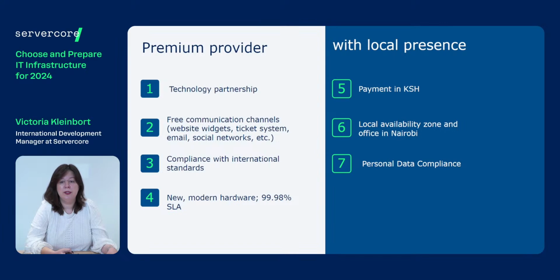We have organized payment in Kenyan shillings, so you don't need to rely on the exchange rate of international currencies. You can pay in shillings via any method that is convenient for you. We have a local availability zone and office in Nairobi. Our office is already working. As I mentioned earlier, we have sales engineer Josephine, who you can contact and ask questions about your projects or some ideas about your solutions. And we will launch the availability zone next week. So now we're talking a little bit in advance, so that next week you can already use the local availability zone in the Nairobi region. And also, we work in compliance with personal data laws that are DPA 2019 and general GDPR law.